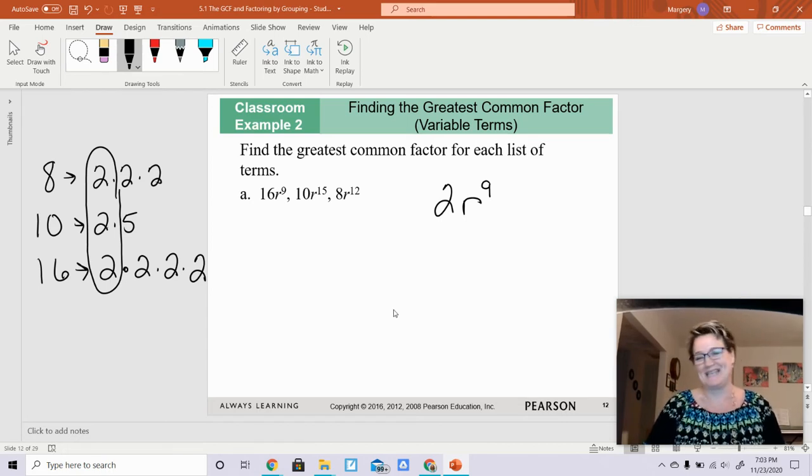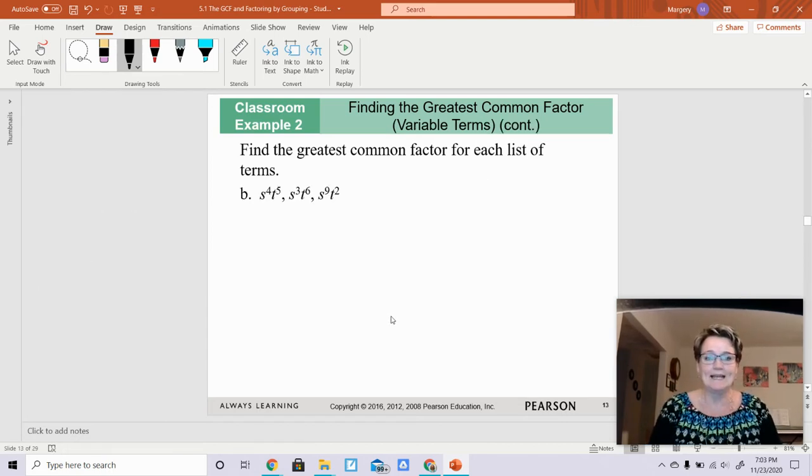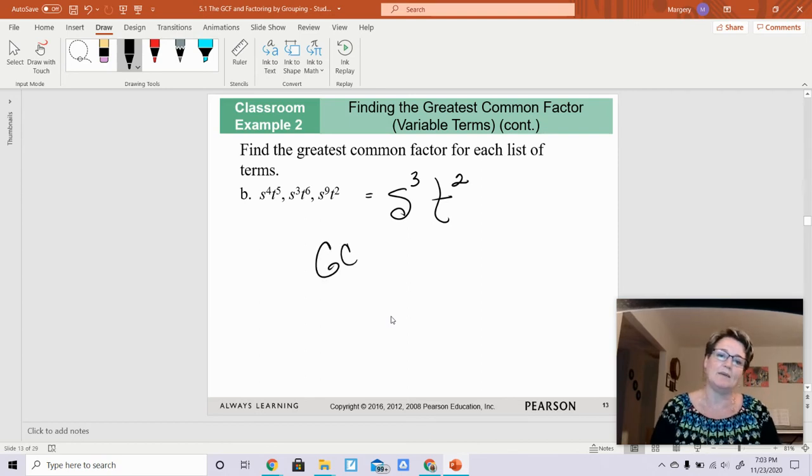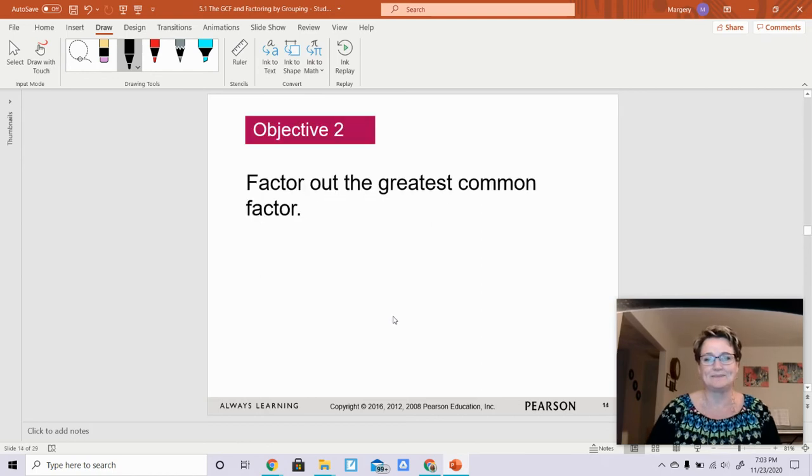All righty, let's keep on moving. Once again here, they don't have any numbers. However, they do share an S, and I'm going to pick the smallest exponent, and that's 3. They all share a T, and I'm going to pick the smallest exponent, which is 2. So that's going to be the greatest common factor. All righty, let's go to the next one.